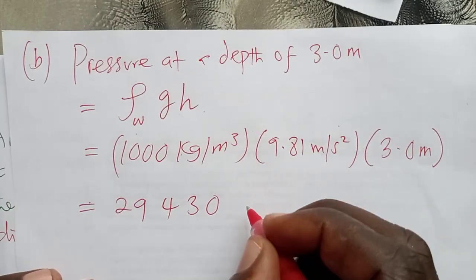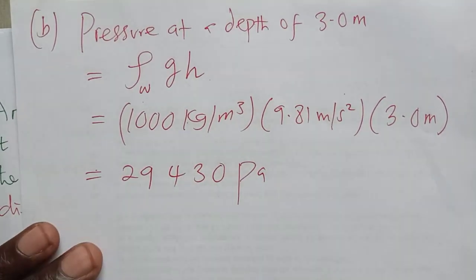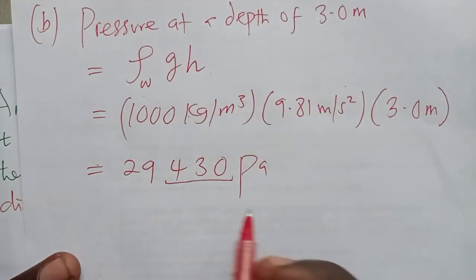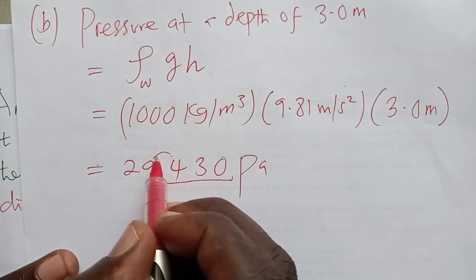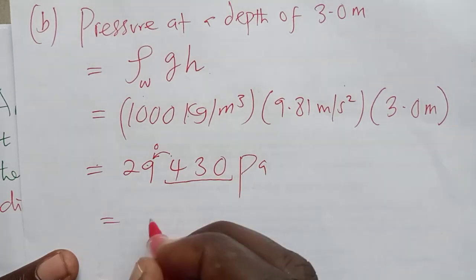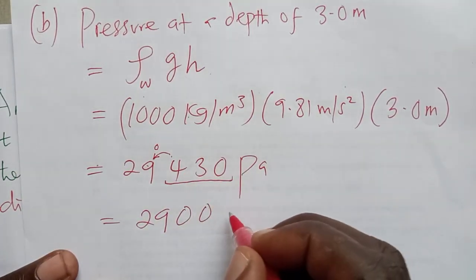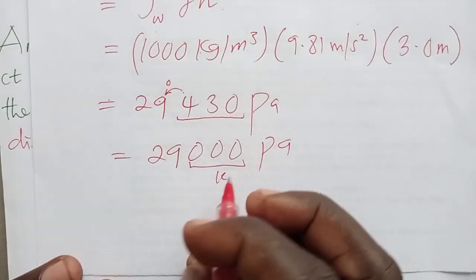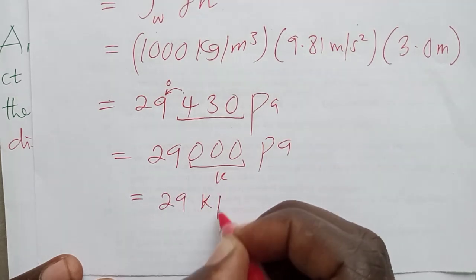This is 29430 Pascal. Now I can write this in kilopascal, and to do that I need to change all of this to 0. Since this digit is 4, I can only round down, so I will not add anything to the 9. So this will be 29, and I change the 4 and the 3 to 0, and these three zeros are my kilo. So this is 29 kilopascal.